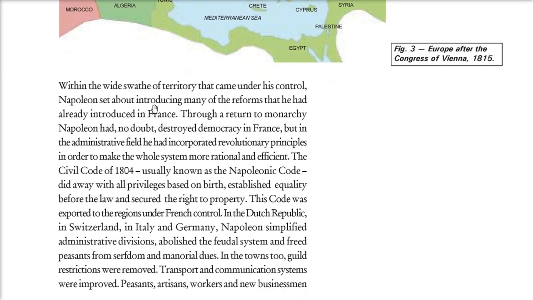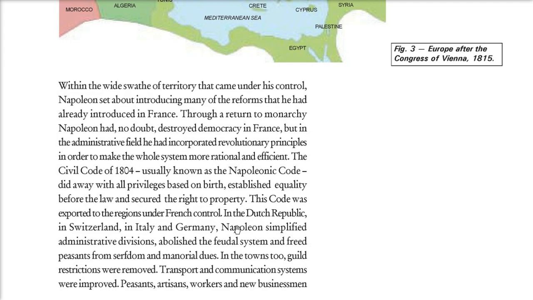With his growing control, Napoleon Bonaparte brought various reforms, because he had already introduced them in France. Through a return to monarchy, Napoleon had no doubt destroyed democracy in France, but in the administrative field he had incorporated certain revolutionary principles to make the whole system more rational and efficient. That is the Civil Code of 1804, which is called the Napoleonic Code. It took away privileges based on birth, established equality before the law, and secured the right to property.